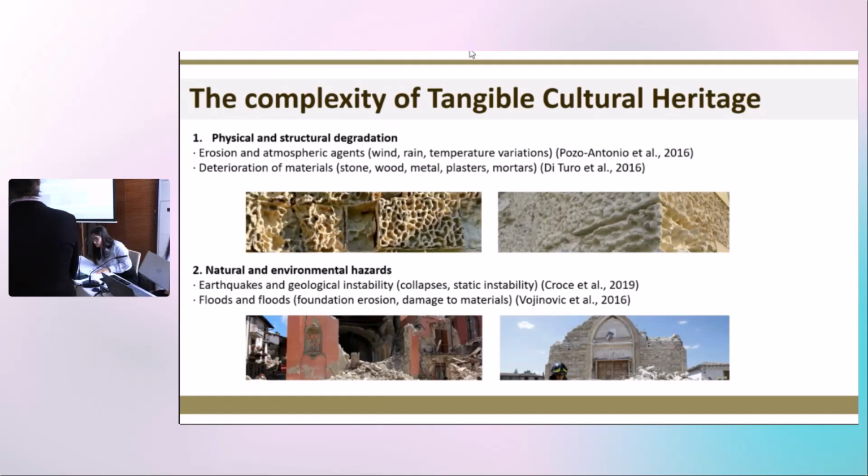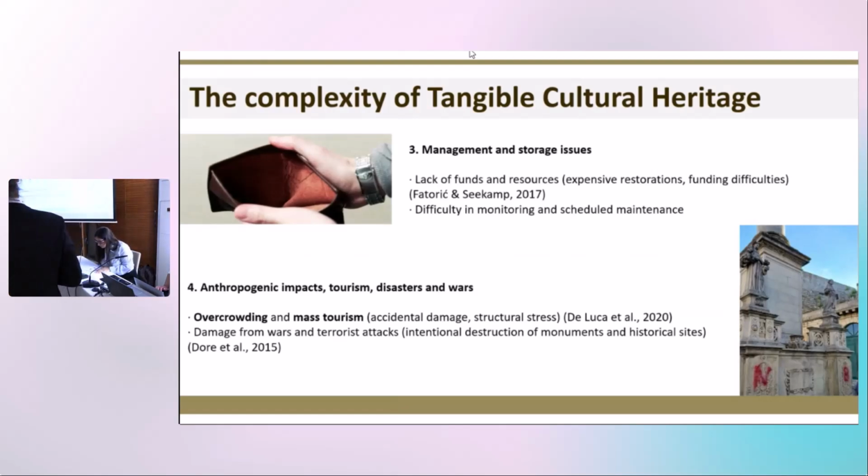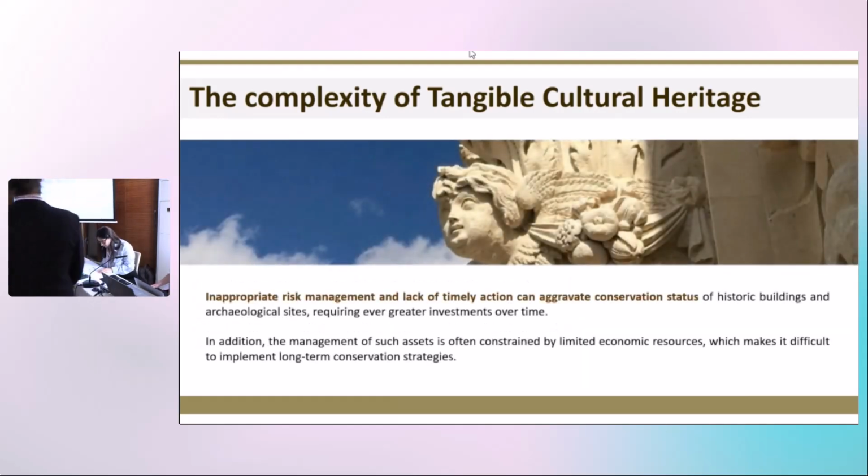We would like to quickly introduce the common types of challenges on TCH. Physical and cultural degradation, like erosion and atmospheric agents; natural and environmental hazards, like earthquakes and geological instability; management and storage issues, for example lack of funds and resources; anthropogenic impacts, tourism and disasters and wars, overcrowding and mass tourism; challenges in digitization and documentation, like absence of standards for the creation of digital twins of historical heritage; challenges in retrofitting and adapting to modern regulation, like complex seismic retrofitting without altering the historical value.